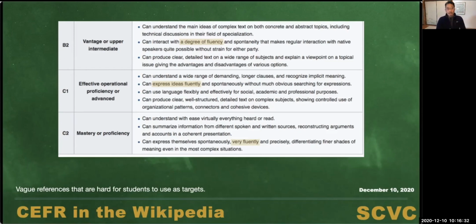But the point I want to make here is if you look at that little yellow mark, I don't know if you can see that for the people in the auditorium, that yellow mark in each area, okay? See here, if you can see my cursor. In B2, you are at B2 if you have a degree of fluency. You're at C1 level if you can express ideas fluently, and C2, you're very fluent.